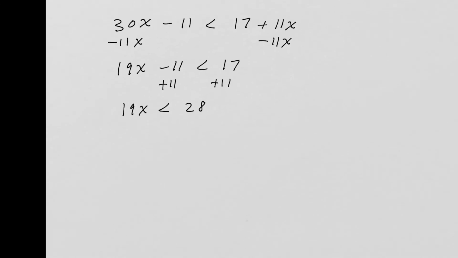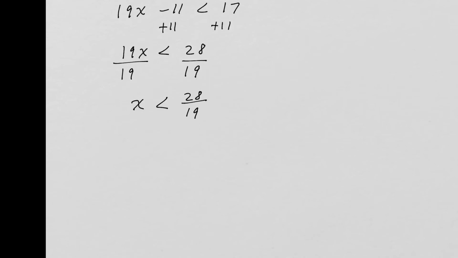And then finally, I would divide by 19, by a positive 19. So at no point did I ever multiply or divide by a negative value, so I'm still fine here. This is still going to be less than, and in 28 19ths, I can't really do much, so I'll just leave it as 28 19ths. So in interval notation, this would be negative infinity, comma, all the way up to 28 19ths. And since it's strictly less than, I don't include that, so that'd be parentheses.